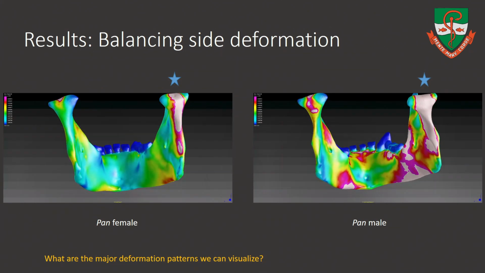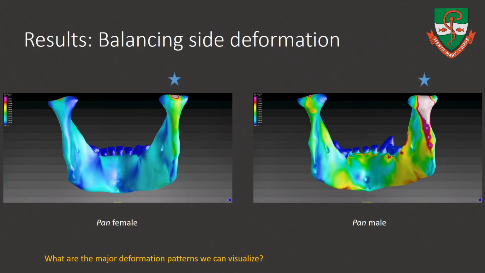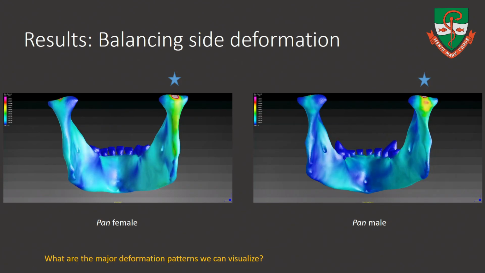So let's evaluate each of these hypotheses regionally, starting with the balancing side, and I'm going to show you the deformation of those two models from a posterior view. For both models, what we see is that the balancing side corpus and ramus are deforming laterally, and the mandibular base is everting, while the alveolar ridge deforms medially. I'll show you some still photos, since these are not moving.